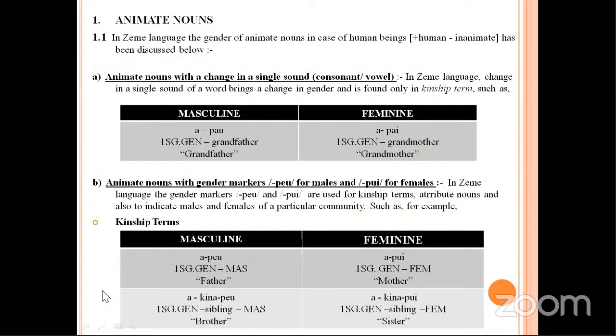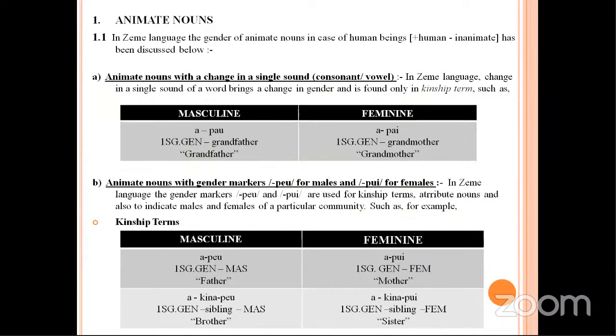Animate nouns. In the Zemel language, the gender of animate nouns in the case of human beings is discussed below. Number 1, animate nouns with a change in a single sound, that is, consonant or vowel. In the Zemel language, a change in a single sound of a word brings a change in gender, as found only in kinship terms such as apau and apai. Apau, here a is a first person singular genitive marker, and pau refers to grandfather. Apau means grandfather and apai, grandmother.